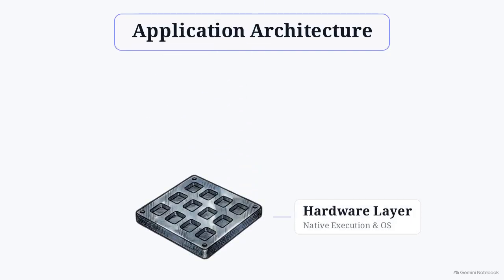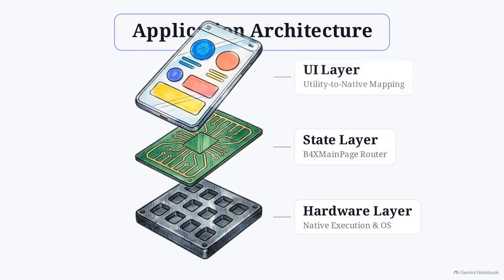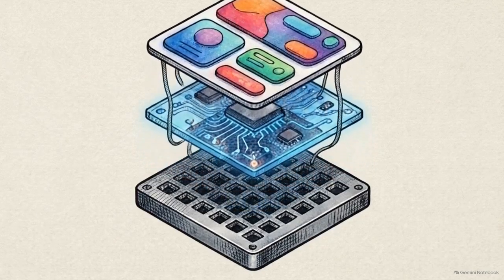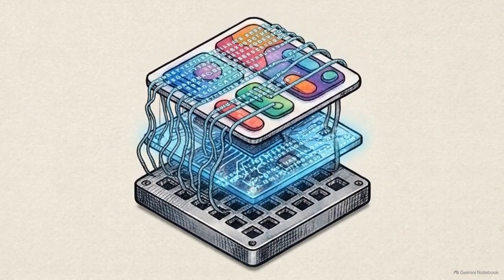This sequence visualizes the application's 3 layers. The solid base represents the hardware layer. On top is the state layer, the B4X main page router, managing global context. Finally, the UI layer completes the assembly, translating string commands into native visual elements. By separating these concerns, the visual code doesn't have to manage the memory implications of navigation or device hardware constraints.